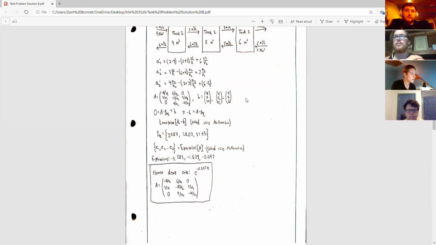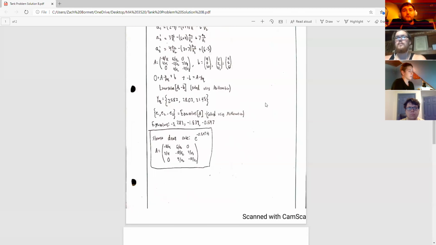So that's 30. Then basically all you do is you solve that equation below it, that A times Y equilibrium plus B. You can simplify it to negative B equals A times Y equilibrium. And you can simply solve that using Mathematica, using that LinearSolve command. Then that Y equilibrium variable gives you the equilibrium masses in the tanks. So 25.82 grams, 28.03 grams, 31.45 grams.